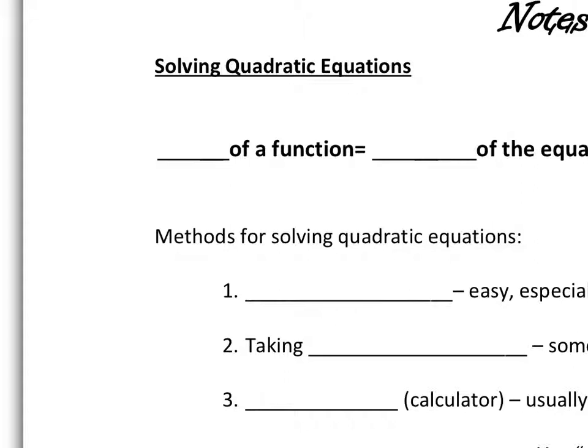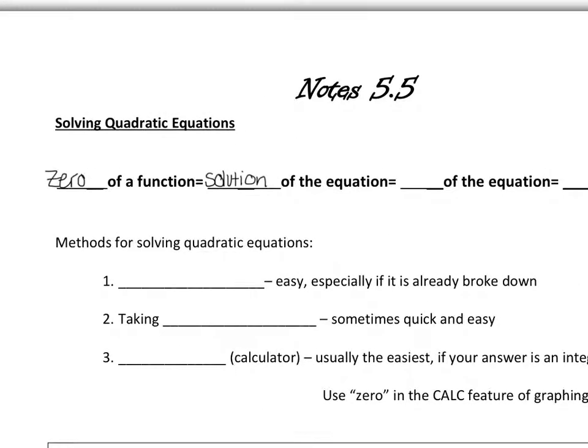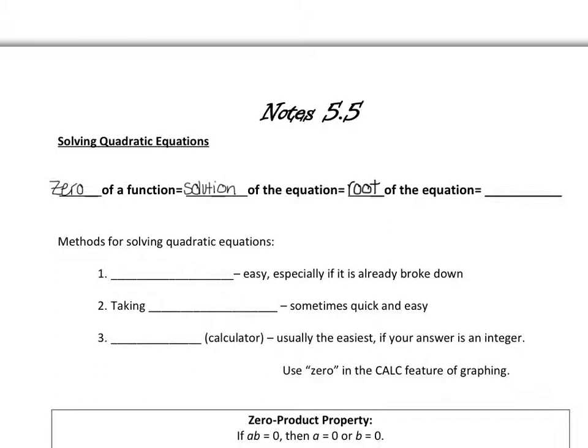So if you are asked to find the zero of a function, that's the same thing as finding the solution of the equation, which is the same thing as finding the root of the equation, which all of them are the same as finding the x-intercept. Not y this time, x. All those terms mean the same thing.